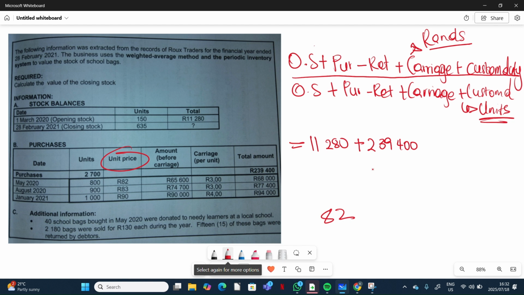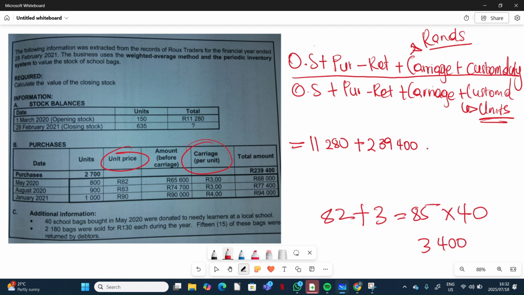82 is the unit price, but we need to add the carriage, which is 3 rand. So each and every bag cost 85. But now we donated 40 of them. If we say 85 times 40, what do we get? We get 3,400. So we're going to subtract those donations, which is 3,400 right there. I hope that it makes sense. When you hear plus carriage and plus custom duty, the carriage was calculated because, as you can see, the carriage here was also added here, and that's how they got the total amount.